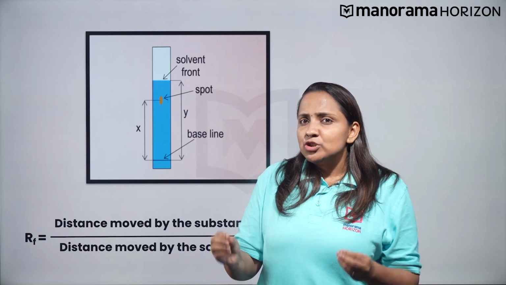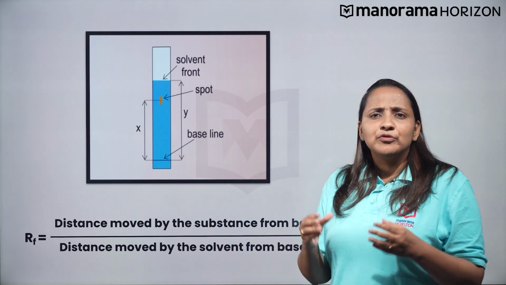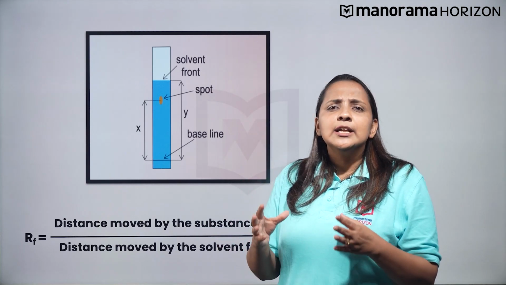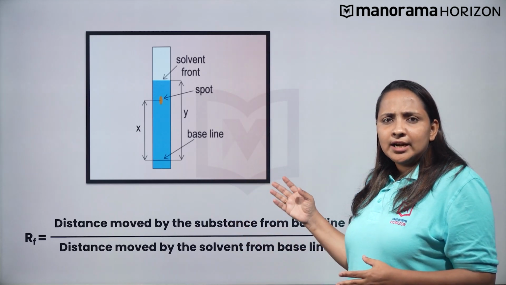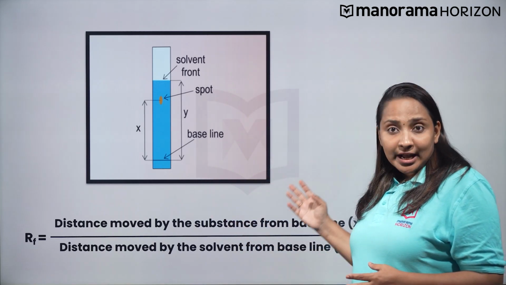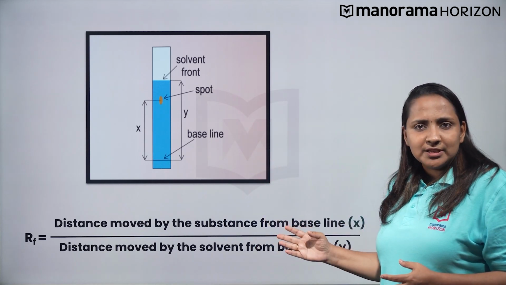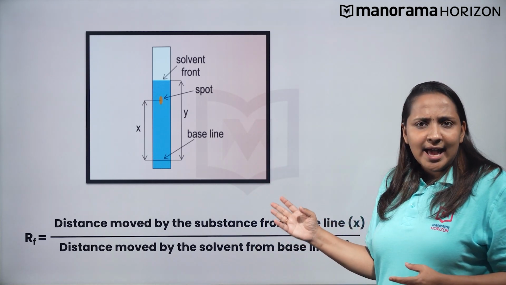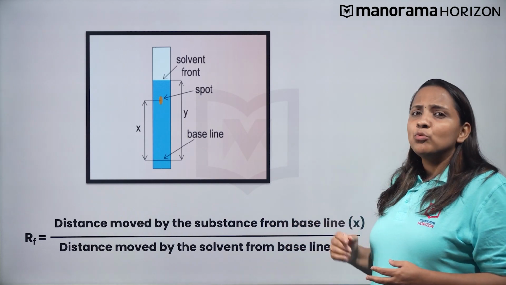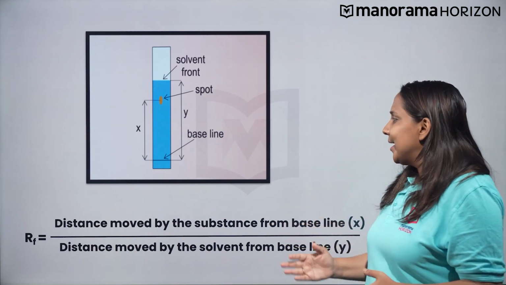The relative adsorption of each component of the mixture is expressed in terms of its retardation factor, that is Rf value, which is the distance moved by the substance from baseline, X, divided by the distance moved by the solvent from baseline, Y.